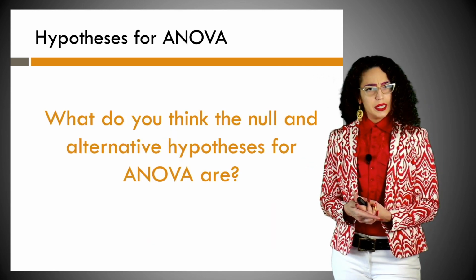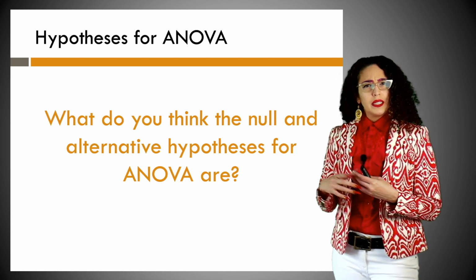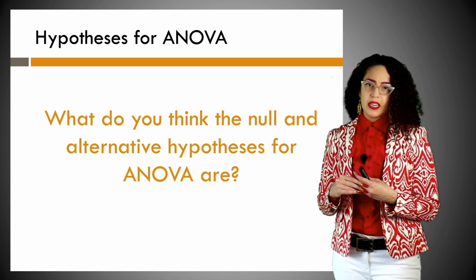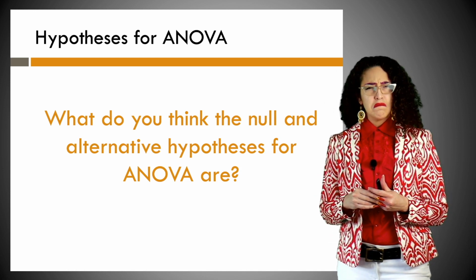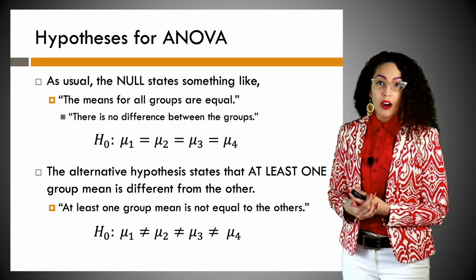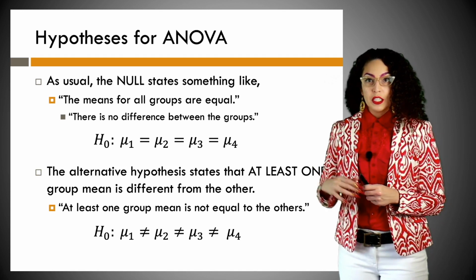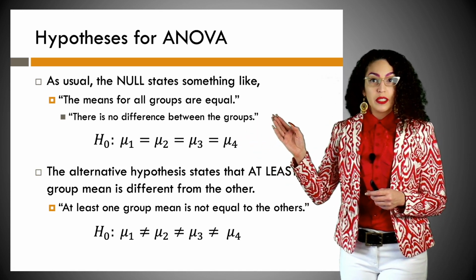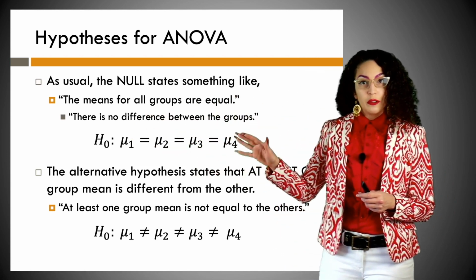As always, we need to discuss a null and alternative hypotheses for our test. What do you think the null and alternative hypotheses might be for ANOVA? As usual, our null says something like everybody's the same, everything is equal. So in this case, we would say there's no difference between the groups, all the means are equal. We can say mu1 is equal to mu2, equal to mu3, equal to mu4.